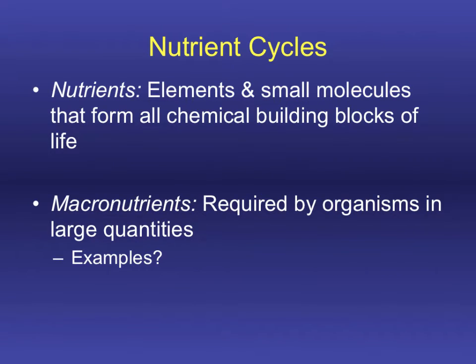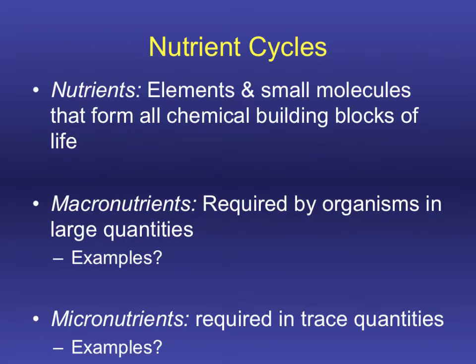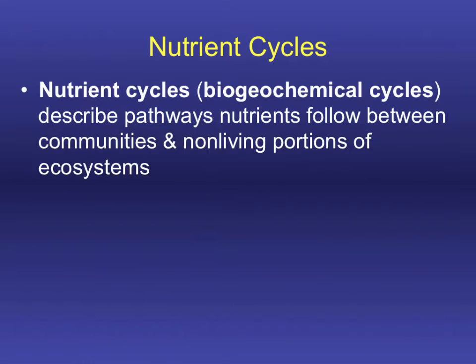Macronutrients are the things I mentioned a second ago: carbon, hydrogen, oxygen, nitrogen. We need lots of those things. So whereas those are needed in large quantities, micronutrients are things that we need in much smaller quantities, like sodium and chlorine, potassium, iodine, all kinds of trace minerals you need in very small quantities to be healthy. We're going to focus on the big ones though.